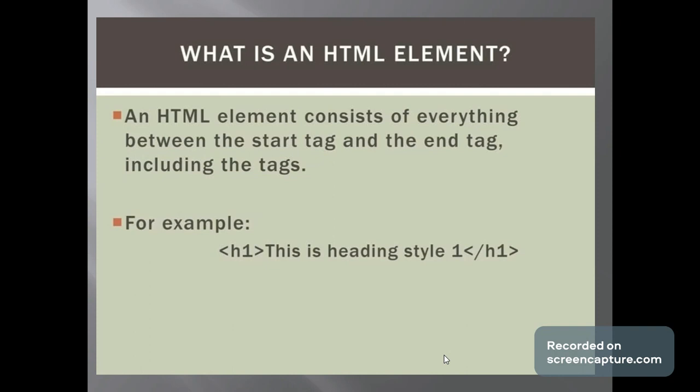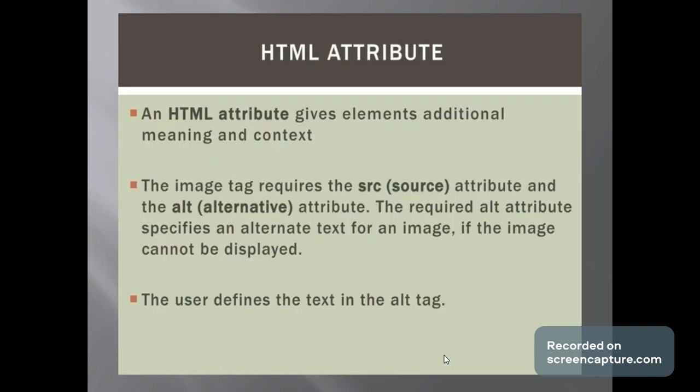Let us know about what is an HTML element. An HTML element consists of everything between the start tag and the end tag, including the tags. For example, <h1>This is heading style 1</h1>.